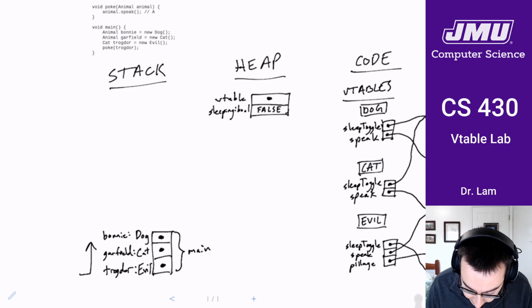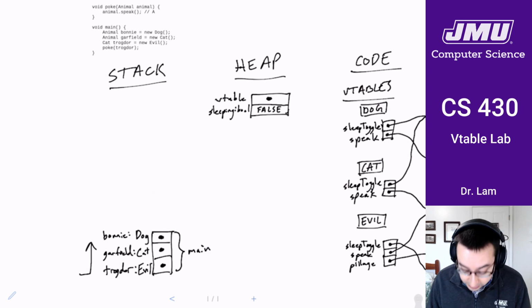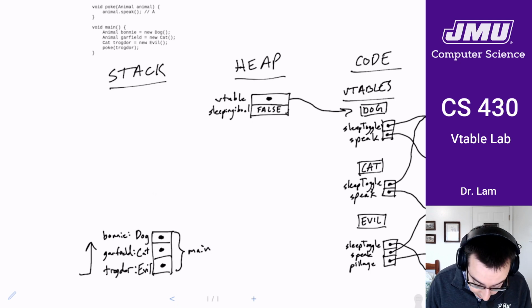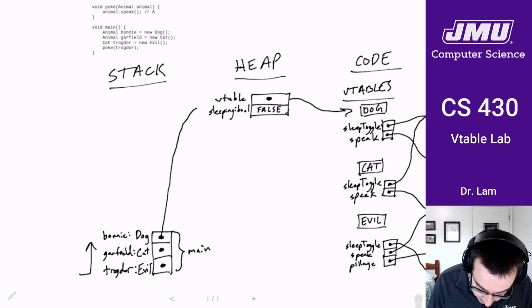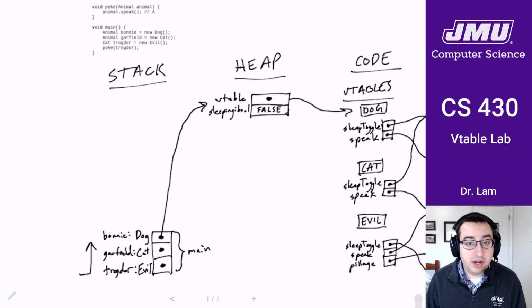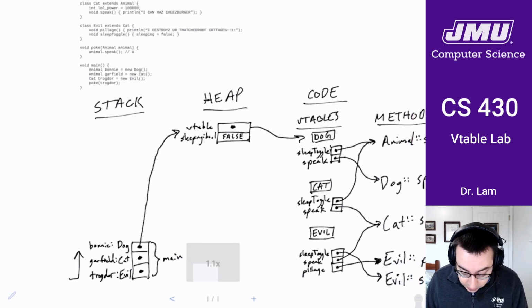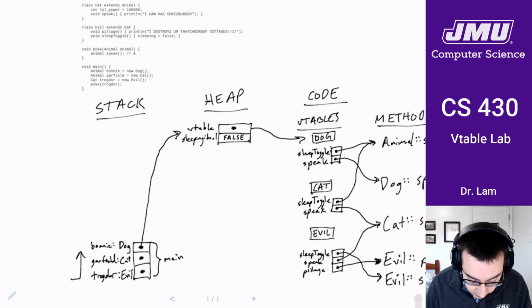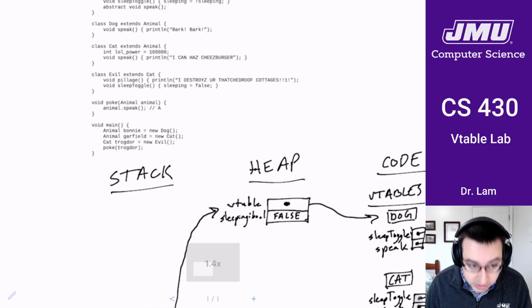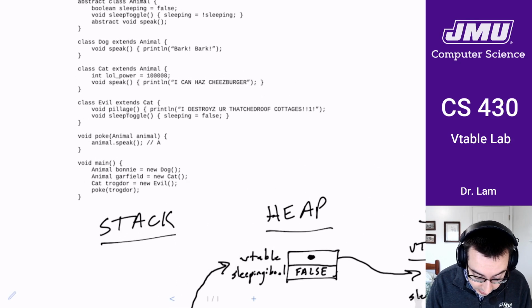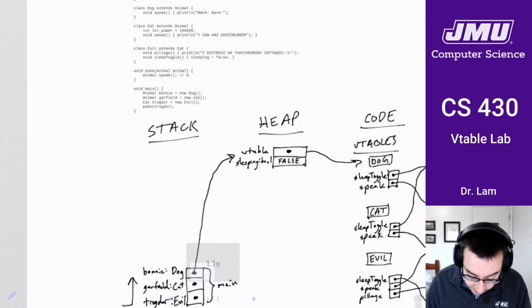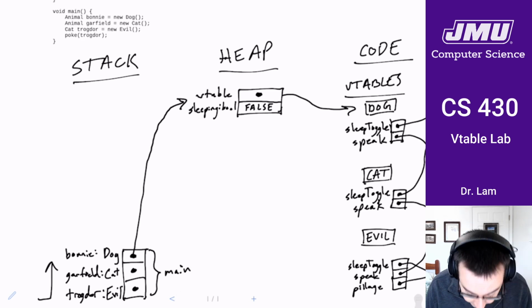And because Bonnie is an instance of class dog, this is going to be a pointer to the dog virtual method table. And so this is just going to be a pointer to this class instance record on the heap. Okay, so now hopefully you can sort of see that you can follow the chain all the way through, but let's finish drawing the diagram before we fully answer the question. So we've also got Garfield, which is a cat. We'll notice that a cat has another instance variable called lol power. So let's draw the class instance record for Garfield.